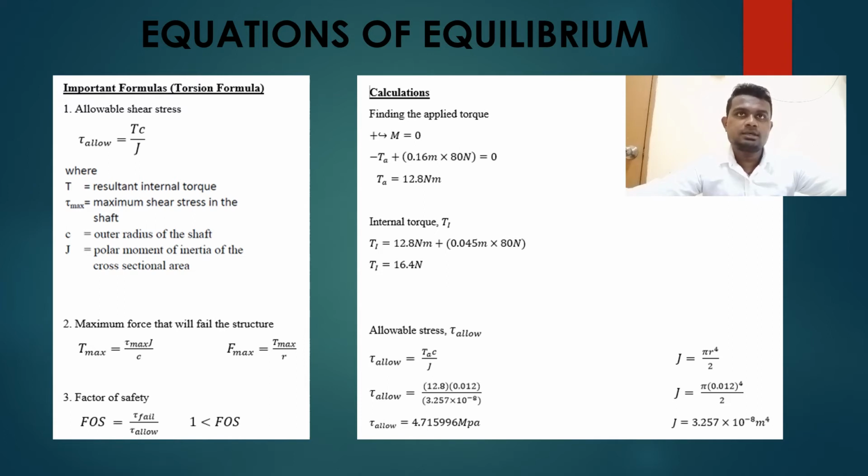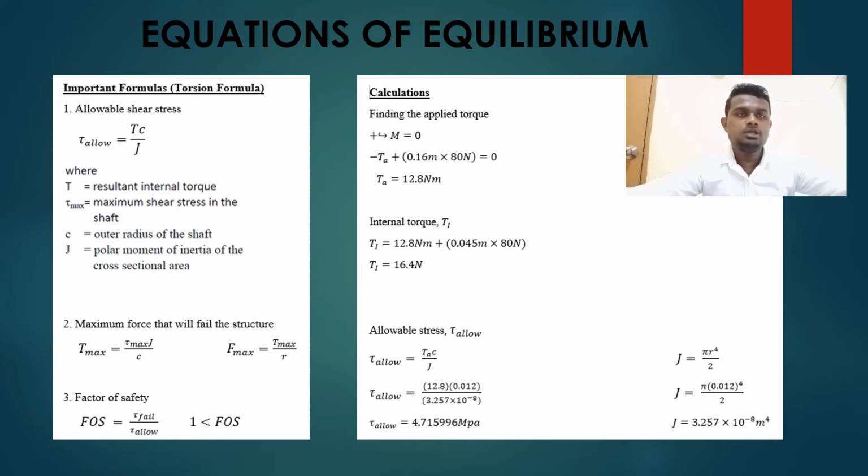Let's move to the second one, the maximum force that will fail the structure: F max equals T max divided by R. And the third one, factor of safety: FOS equals tau fail over tau allow, or we can call it the shear stress of failure divided by the allowable shear stress. Now let's move to the calculation.